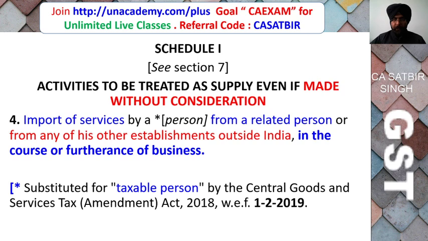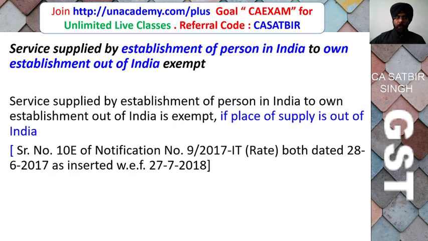Suppose a person is an architect in India and he has a brother outside India who is also an architect, and the person avails his services in India for the purpose of his business, then GST is required to be paid, even if no payment is made by the brother who is an architect in India to the brother who is outside India, because the service has been used in the course or furtherance of the business. However, services supplied by an establishment of a person in India to his own establishment outside India are exempt because there is a notification. The service supplied by an establishment of a person in India to its own establishment outside India is exempt.